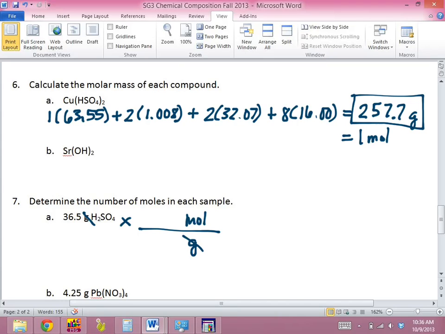The relationship is the molar mass. We just practiced calculating that. So in H2SO4, in 1 mole of that, we're calculating the mass of 1 mole. There are 2 moles of hydrogen atoms and 1 mole of sulfur atoms and 4 moles of oxygen atoms.